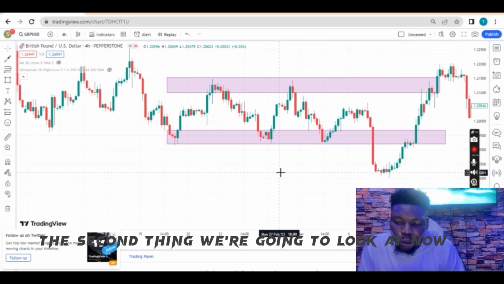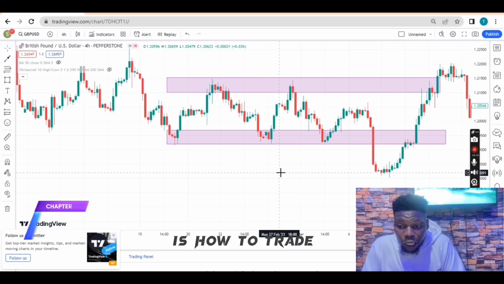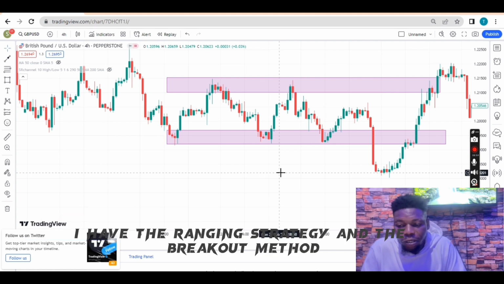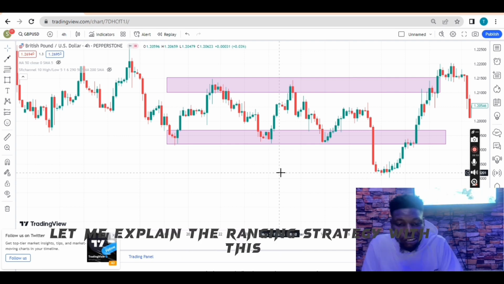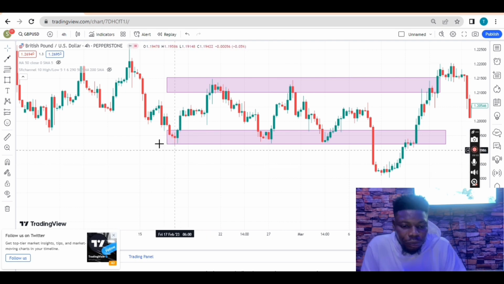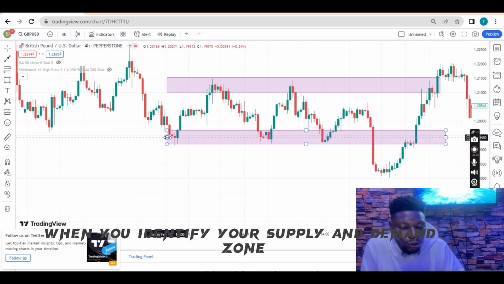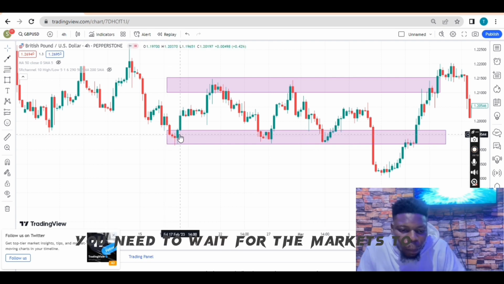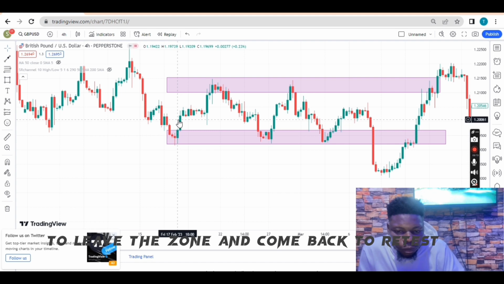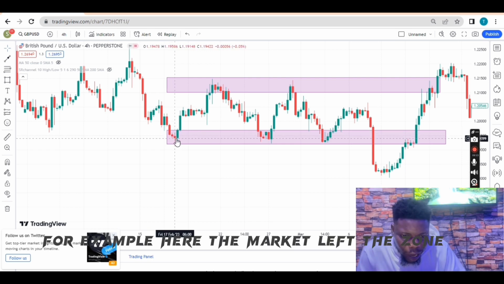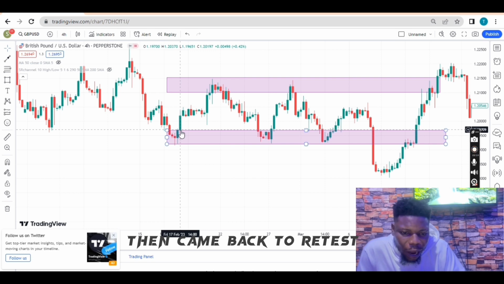The second thing we're going to look at now is how to trade the supply and demand zone. I have two strategies for you: the ranging strategy and the breakout method. Let me explain the ranging strategy with this example. When you've identified your supply and demand zone, you need to wait for the market to leave that zone and come back to retest before you go into the market. For example, here the market left the zone, then it came back to retest.